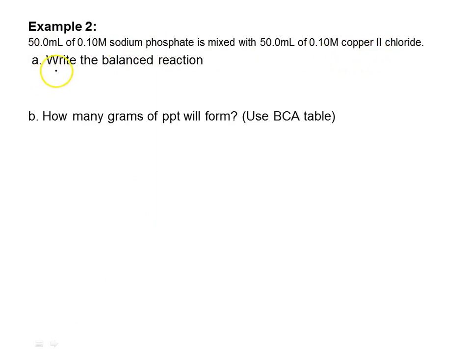So again, our first step that we always want to do is write out our balanced molecular equation. So I'm going to take sodium phosphate, mix that with copper chloride. These are aqueous because it says that we're mixing solutions and I know molarities. Double displacement reaction, so cations and anions are going to switch. So I'm going to create copper phosphate and sodium chloride.